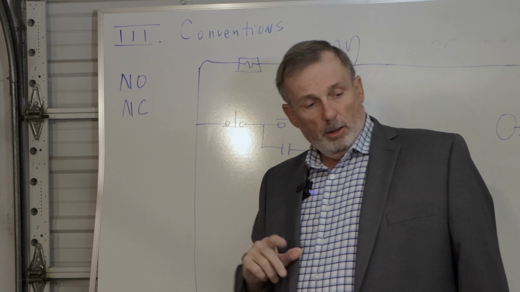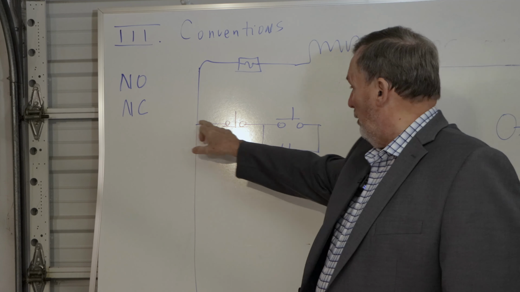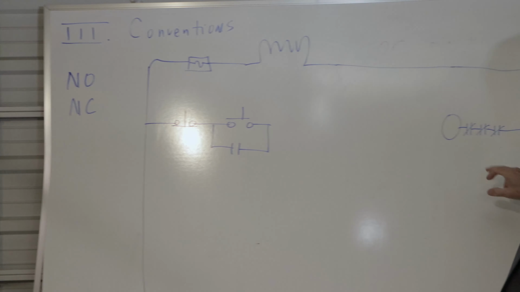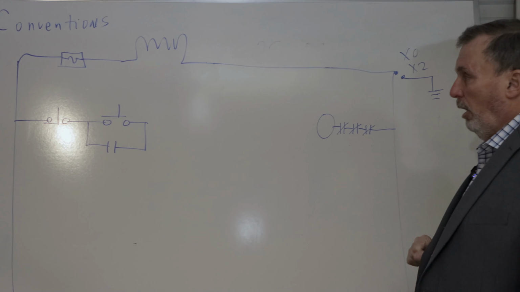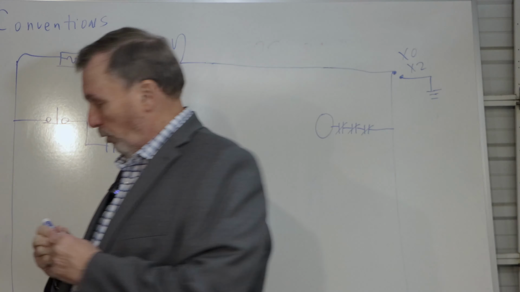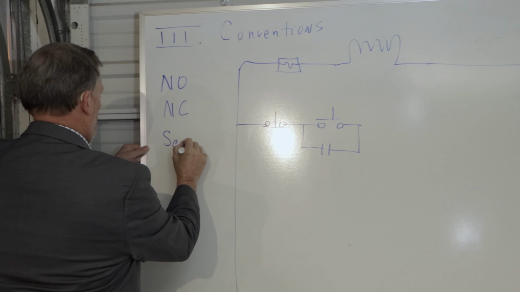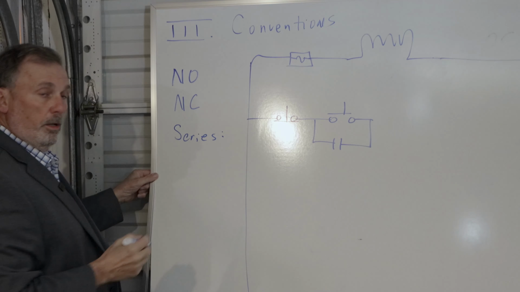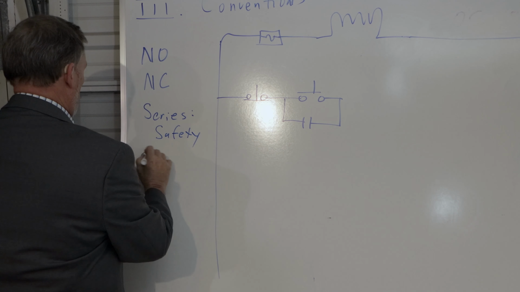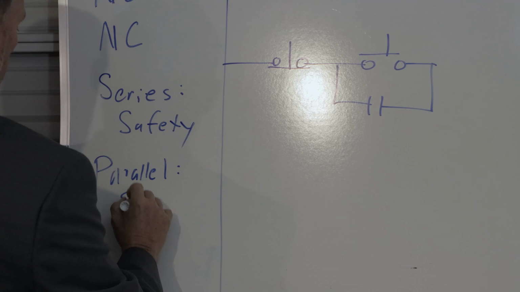Okay, the other thing we want to talk about is the numbering. Of course, we talked about left to right, an important convention. And then, of course, overloads, these are safeties. And we talked about two types of inputs for controls. So we have series, and we use series for safeties. And we use parallel inputs for starts.